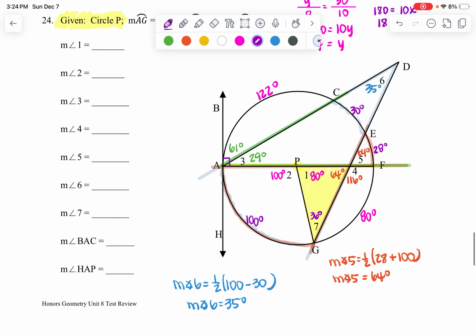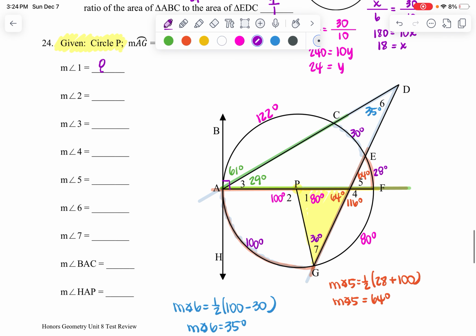All right, so here we go. I'm just going to go fill these in real quick. So angle 1 was 80. Angle 2 was 100. Angle 3 was 29. Angle 4 was 116. Angle 5 was 64. Angle 6 was 35. And 7 was 36.